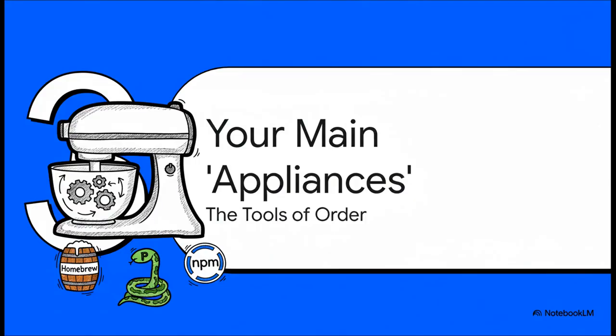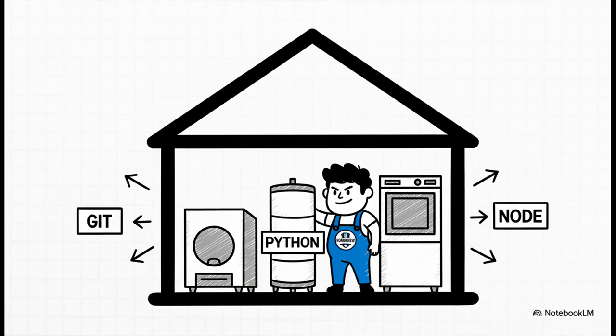So how do we actually build these nice new kitchens? Well, you need the right appliances. So let's meet the three main tools that are going to bring some serious order to your system: Homebrew, pip, and NPM. Okay, first up is Homebrew.